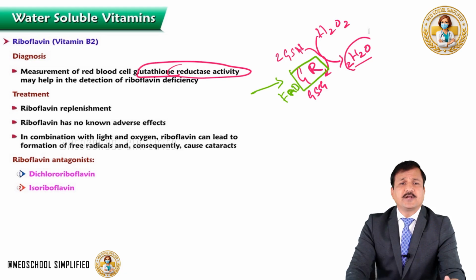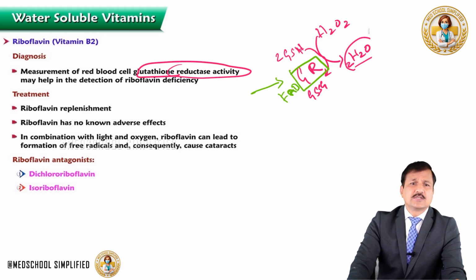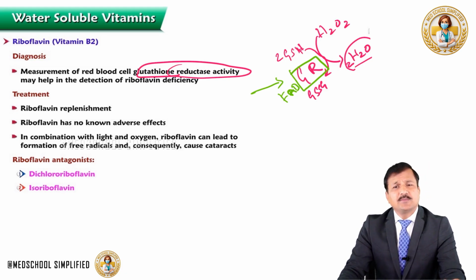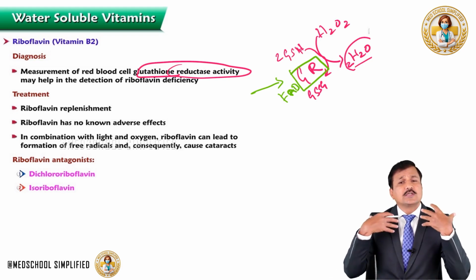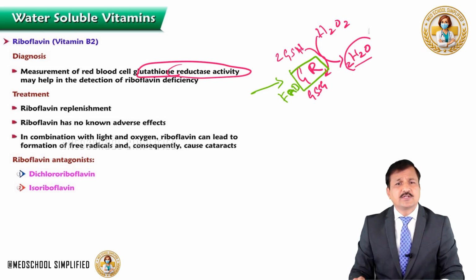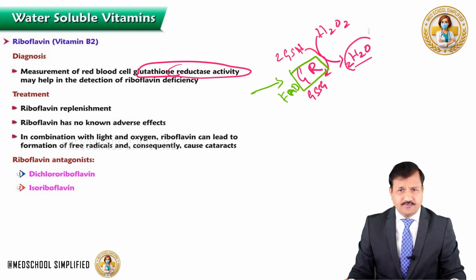Okay, what is the treatment for riboflavin deficiency? Riboflavin deficiency can be treated simply by replenishing riboflavin. That means by supplementing riboflavin, you can treat riboflavin deficiency.